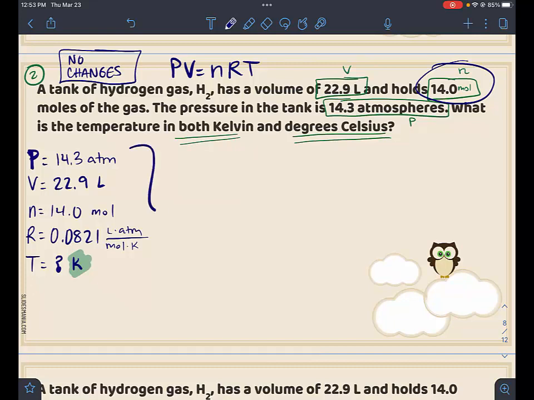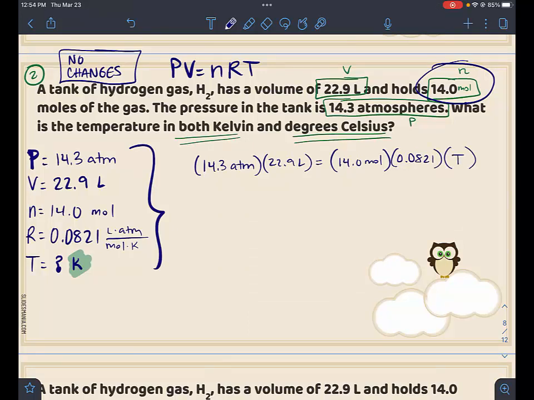All right, so let's substitute into PV equals nRT. P is 14.3 atmospheres. V is 22.9 liters equals n is 14.0 moles. R is 0.0821. And temperature is our unknown. Temperature is multiplied by 14 and 0.0821. That's all multiplied together. So how do we get T by itself?